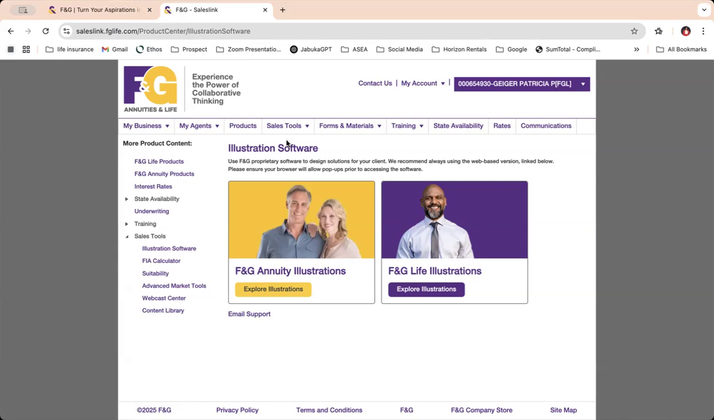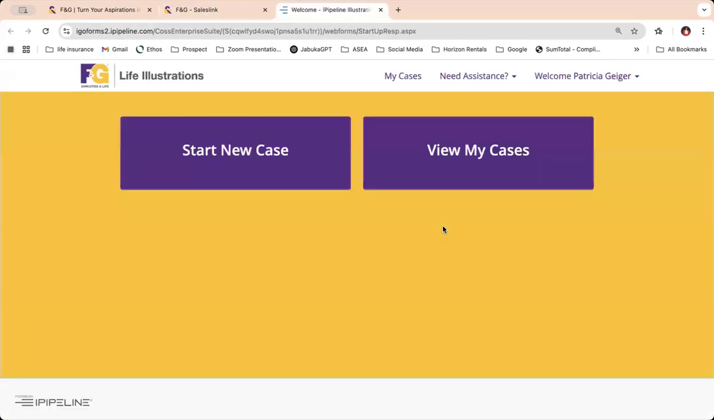It's going to have two illustration softwares. One is going to be the annuities. We are not doing annuities today. For this training, it's going to be live. So it's going to be this one here that says F&G Live Illustrations. That's the one that we're going to click on. So we go there and click on that, and then the page is going to open looking like this.